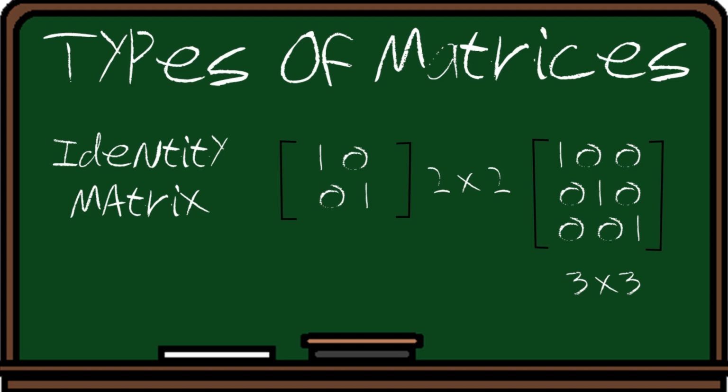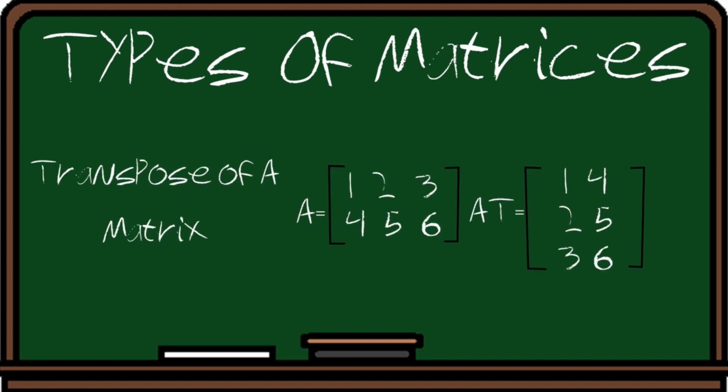And now let's talk about the transpose of a matrix. The transpose of a matrix is simply a flipped version of the original matrix. Just look at the example where columns 1, 2, and 3 were transposed to become its row, and the process is the same as well for the 4, 5, and 6 column.